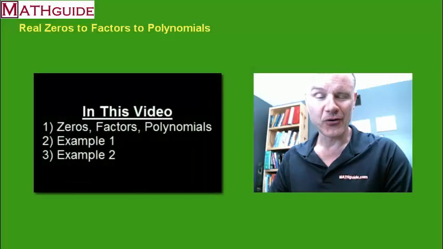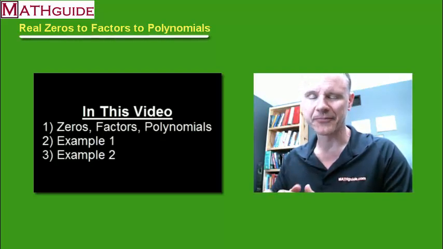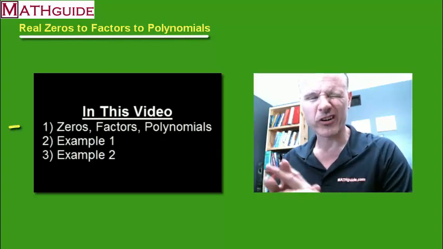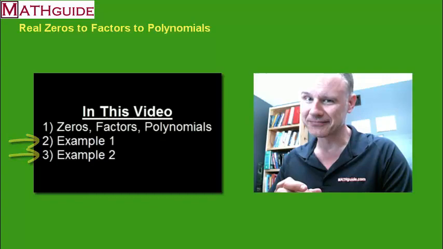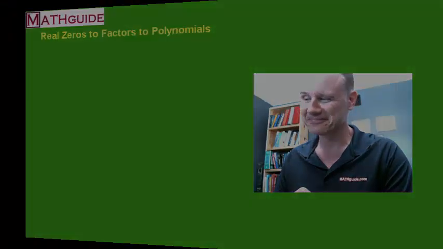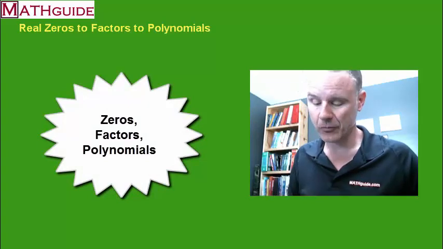In this video, you are going to learn how to take real zeros, change them into factors, and multiply them to get polynomials. So in the first section, we're going to go over just a few little details. Then we're going to do two examples. Let's get started.